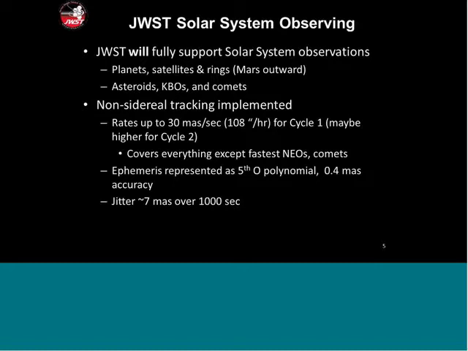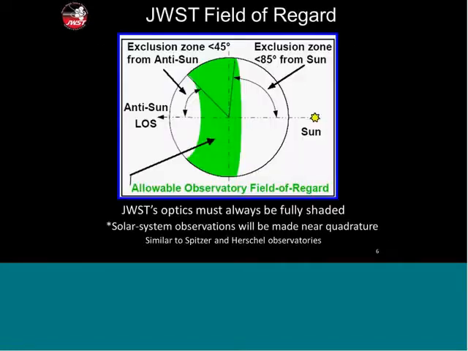As I said, we offer non-sidereal tracking, so our speed limit for cycle one and for the ERS is 30 milliarcseconds per second. We think that we'll be able to go faster, but we can't verify that until we're actually on sky and can test our track rate. This helps with the fast NEOs and comets when they're extremely close. We do have the opportunity to observe almost all of them at least at one point in their orbit. We have a nonlinear ephemeris, represented by a fifth-order polynomial, acquired from JPL Horizons, and a jitter of about 7 milliarcseconds over a 1,000 second integration.